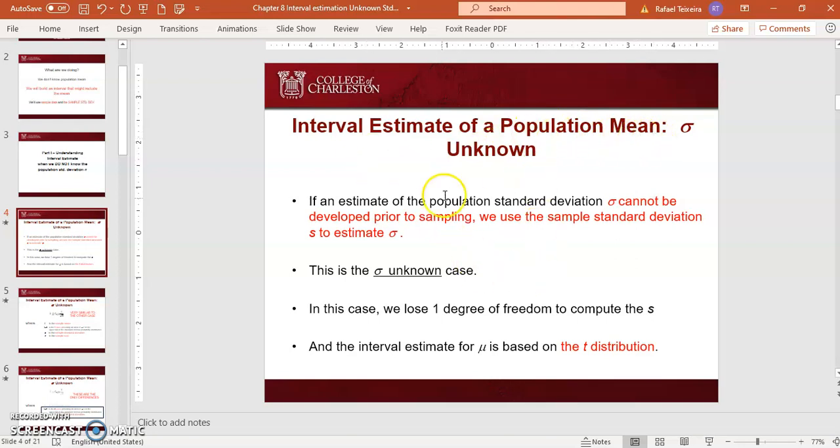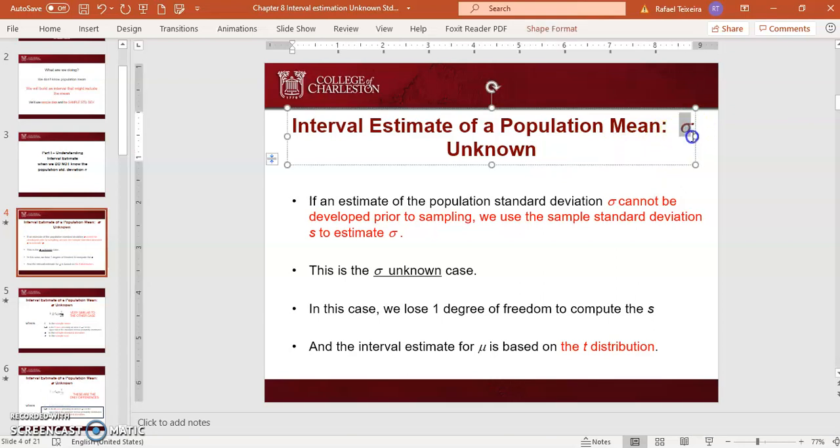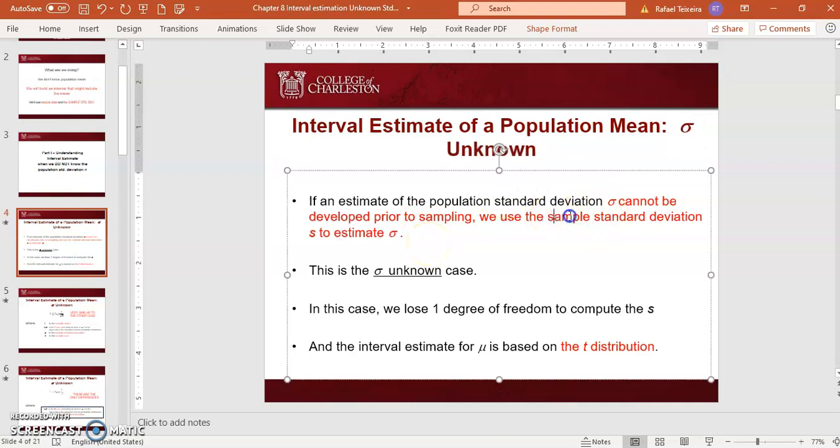In this case, it is known as the standard deviation unknown. I like to say when we don't know the population standard deviation. It's easier for me, okay? So when we don't know the population standard deviation, that's in most cases, then we use the sample standard deviation. So we get the sample, we compute the mean, and we also compute the standard deviation, and we're going to use it as an estimate of the population standard deviation.